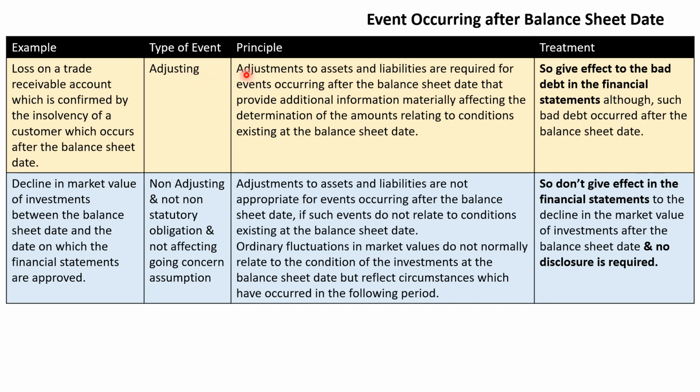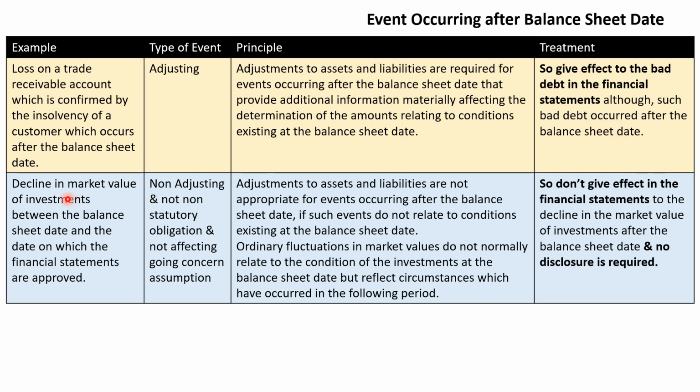What is the principle? Adjustments to assets and liabilities are required for events occurring after the balance sheet date that provide additional information materially affecting the determination of amount relating to the conditions existing at the balance sheet date. So what is the treatment we are going to give? Give effect to the bad debt in the financial statements, although the bad debt has occurred after the balance sheet date. We have already taken the example of the same.